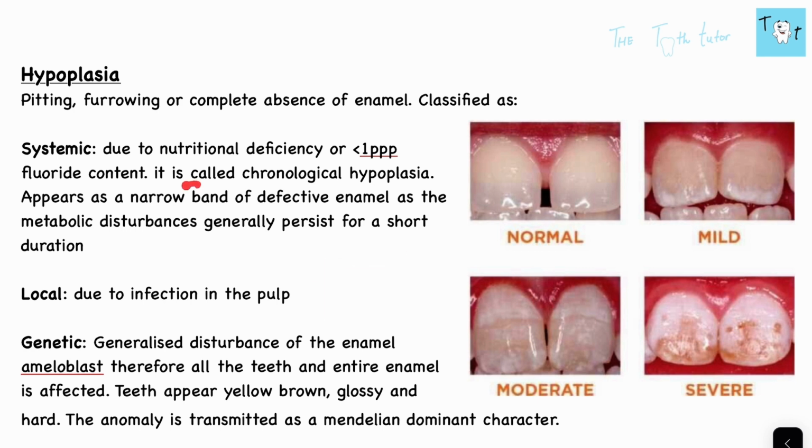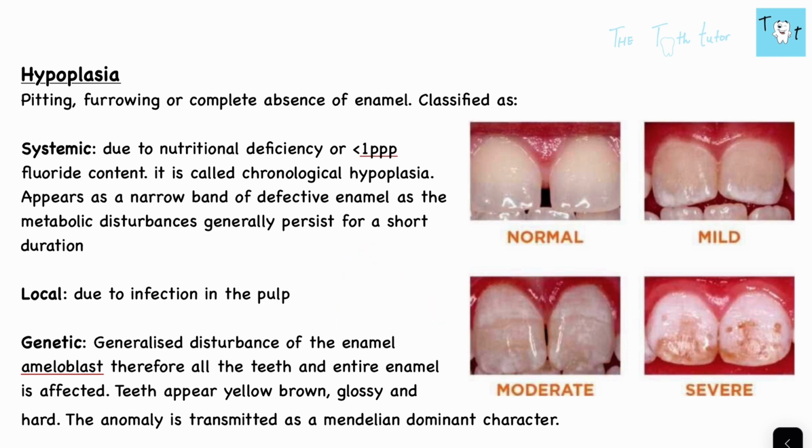Okay, so it appears as a narrow band of defective enamel due to metabolic disturbances because they generally persist for a short duration, and the disturbance will go away. Okay, so you can see this band. So maybe the person initially had low fluoride content, so it's a mild condition. Local. In local hypoplasia can occur due to infection to the pulp. So if this is the pulp and this is the tooth, maybe there was an infection over here. So this area will be hypoplastic.